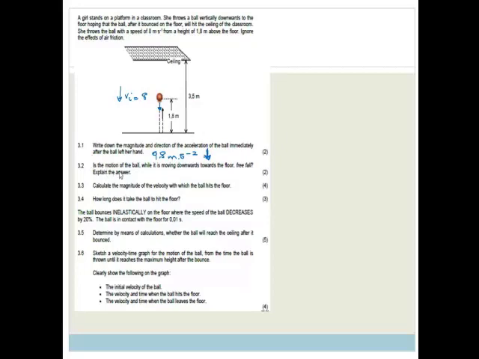Now it says, is the motion of the ball while it is moving downwards towards the floor free fall? Explain your answer. And the answer is yes, because once it has left your hand and there's no other forces acting on it, other than the force of gravity, then it is in free fall. So that we've done. Now it says calculate the magnitude of the velocity with which the ball hits the ground.